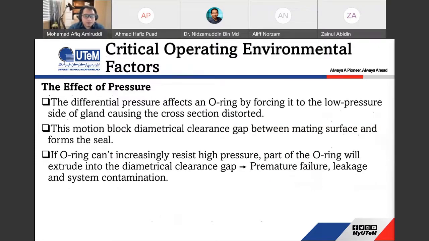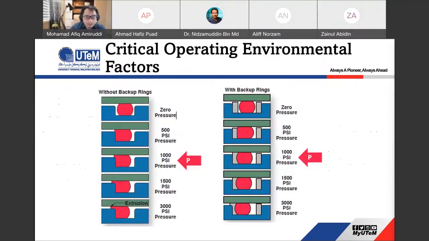So these are the critical operating environment factors, such as the effect of pressure, the differential pressure effect on the O-ring by forcing it to the low pressure side of the gland, causing the cross section to be distorted. This motion block, I think you can read this one. The effect of pressure: if the pressure is too high, the O-ring is easily deformed and extrudes into the gap. I will show you the diagram. You can see that if we don't install the ring for high pressure, the O-ring will go out to the gap. We call it extrusion.